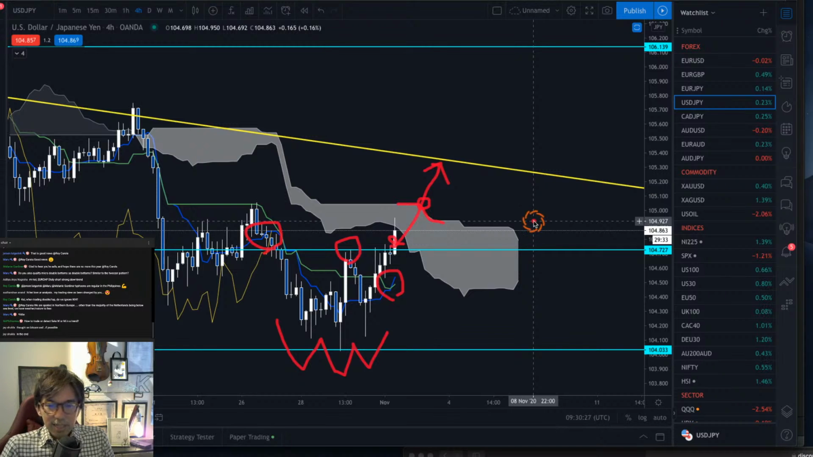Let's see. Aditya says Euro CHF daily chart strong downtrending. Alright. So you get the Kumo down and Kijun Sen down, and also price below the Tenkan Sen, Kijun Sen, Kumo, and Chikou span below the candles. And that should be the downtrend.